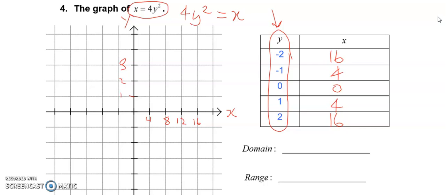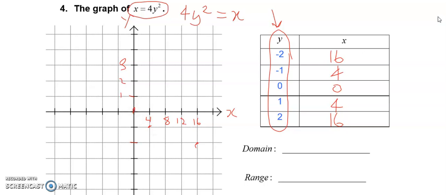So let's go ahead and plot these points. Let me see. If y is -2, that would be down here. Then x is 16. That gives you this point right there. Okay, see that? Now, if y is -1, then you get an x value of 4, which is right here.